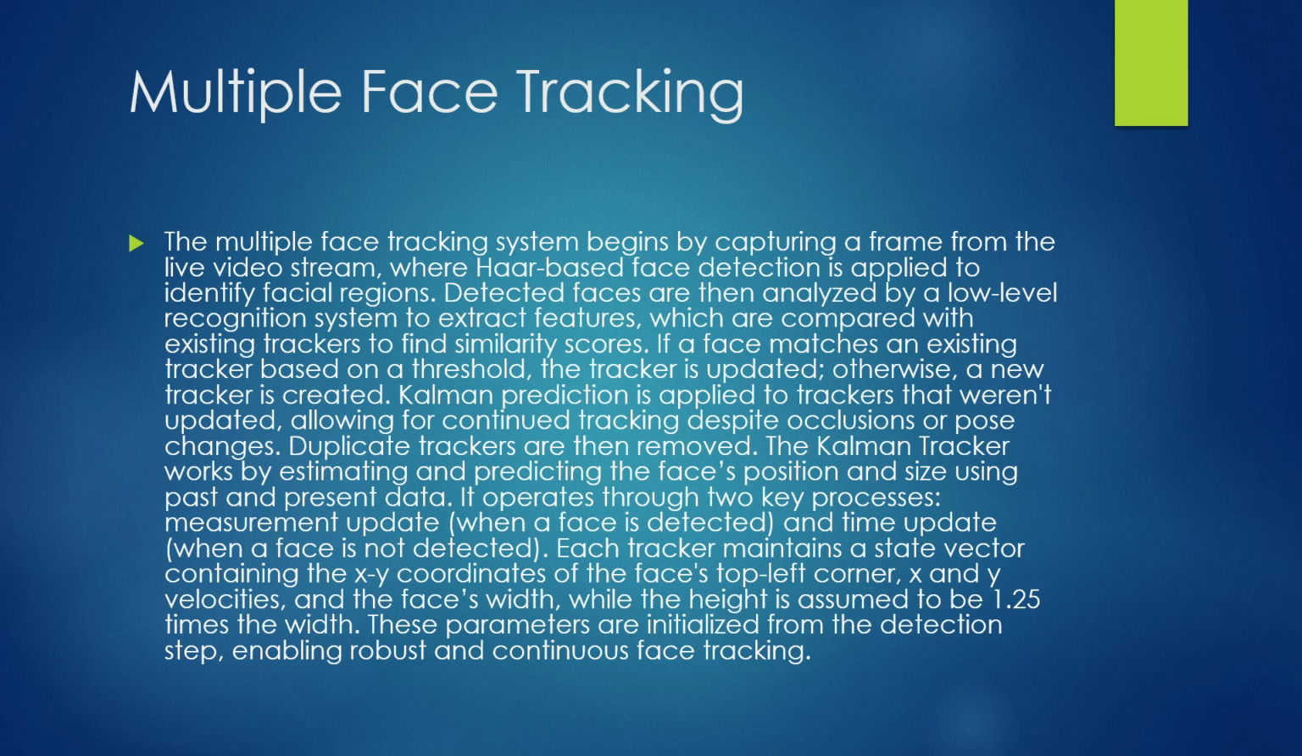The Kalman tracker works by estimating and predicting the face's position and size using past and present data. It operates through two key processes: when a face is detected and when a face is not detected.